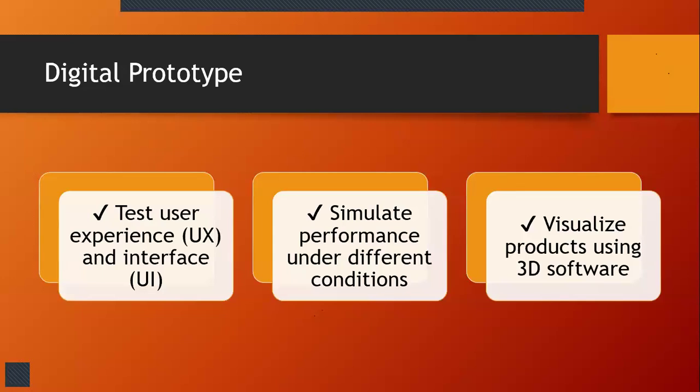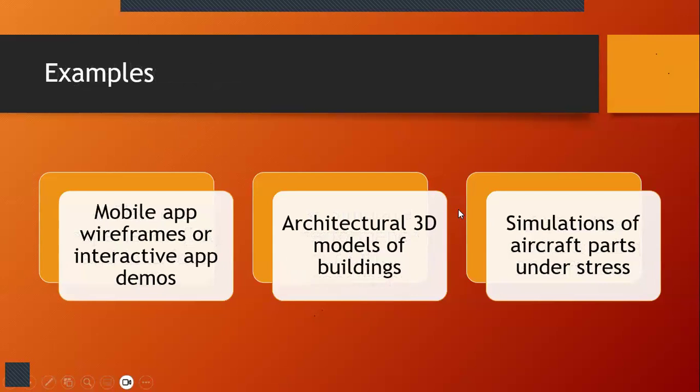I hope you got my idea, right? So now I have given some examples as well. Let's say mobile app wireframes or interactive app demos. Wireframes in the sense, let's say you have an application, a mobile app, there are different pages. When you click a button, it will give you a new interface, another interface. Let's say if you have 20 interfaces in your app, those are called wireframes. That is what I just talked about, Figma.